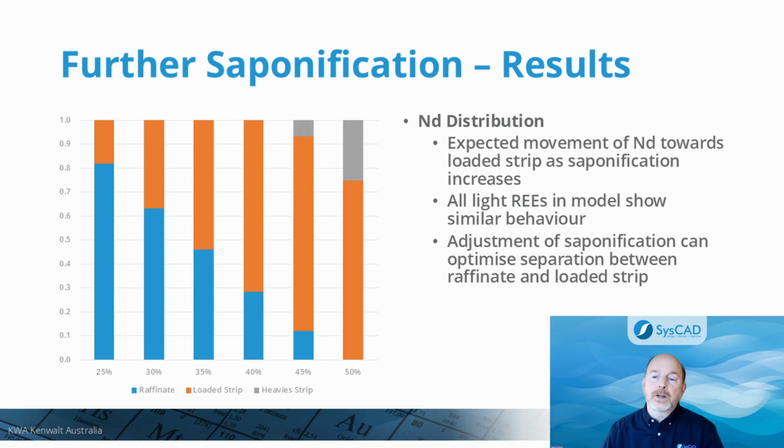For neodymium, a lighter element, this stacked bar graph shows as saponification extent increases from the base case, distribution favors loaded strip over raffinate, with some material even reaching heavy strip at the highest saponification. In one case, we see that neodymium is distributed across raffinate, loaded strip, and heavy strip.